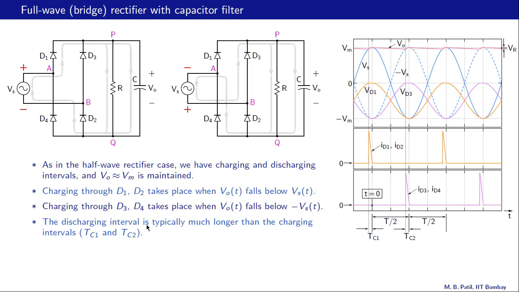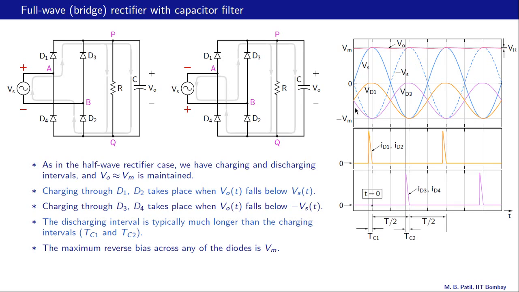The discharging interval is typically much longer than the charging intervals Tc1 and Tc2. This is Tc1 here, and in the Tc1 interval, D1 and D2 conduct, and D3 and D4 are not conducting at that time. In the Tc2 interval, D3 and D4 conduct, and D1 and D2 remain off. The maximum reverse bias across any of the diodes is Vm.